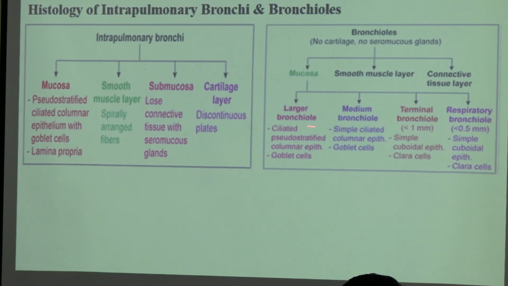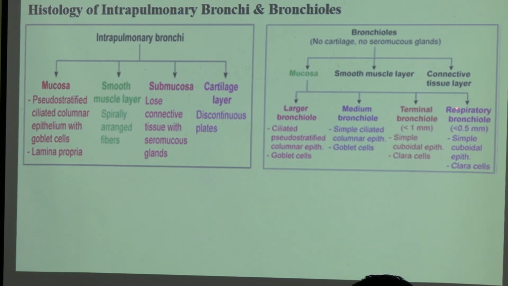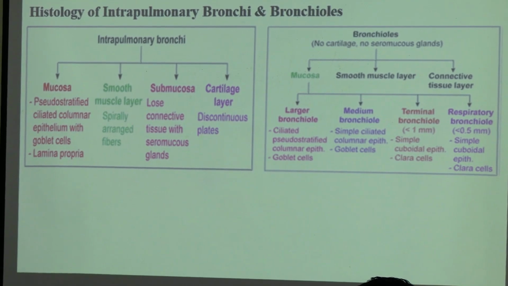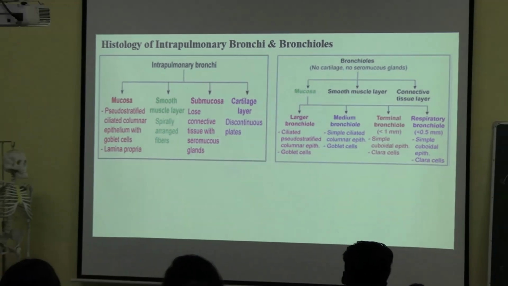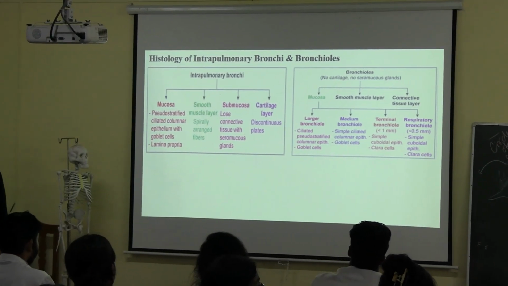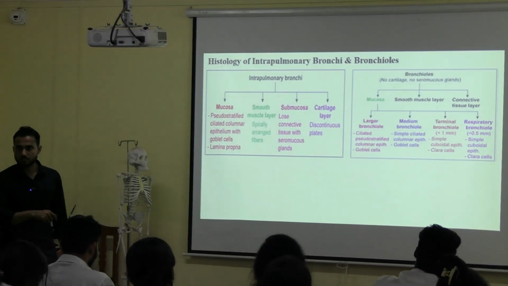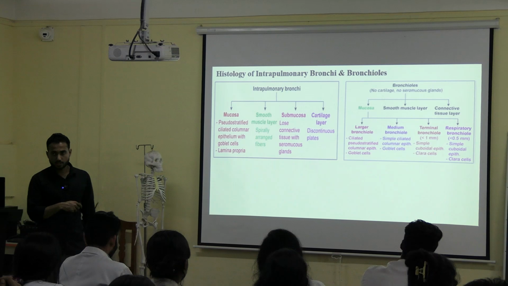So see, first ciliated columnar epithelium is there, then simple ciliated columnar epithelium, then in case of terminal bronchiole, which is less than 1 millimeter, it is simple cuboidal epithelium. Here also simple cuboidal epithelium, but it is less than 0.5 mm. In most cases I have seen under the microscope, this particular layer, the respiratory bronchiole, is very difficult to see. But you can see the terminal bronchiole. Terminal bronchiole is visible. I have seen it over here and I can show you. But this is very difficult. We have to search under 40x in order to see the respiratory bronchiole.